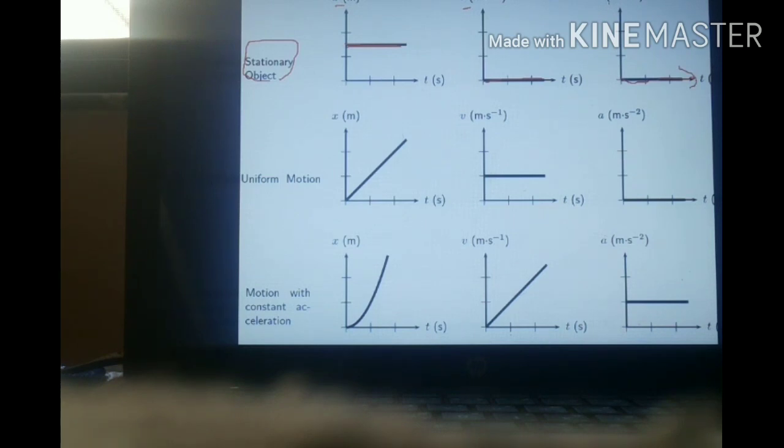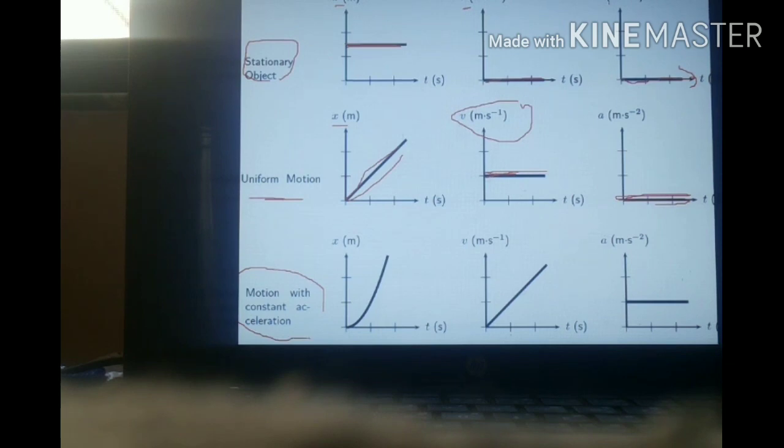If the object is moving with uniform velocity, the distance time graph will be like this. If the object is moving with constant velocity, the velocity graph will be like this. Again, velocity is constant, so it is not accelerated motion. a is equal to 0, so it will be coinciding with the time axis.